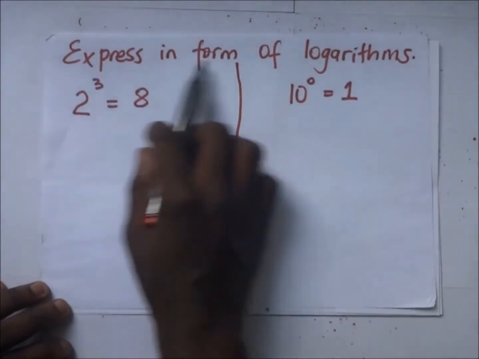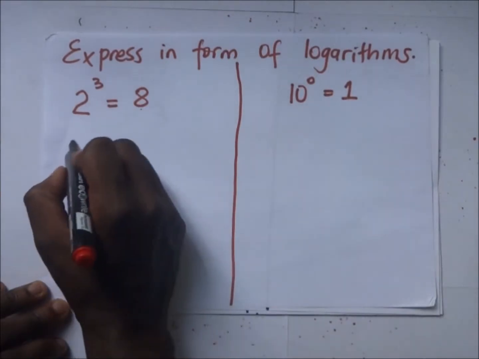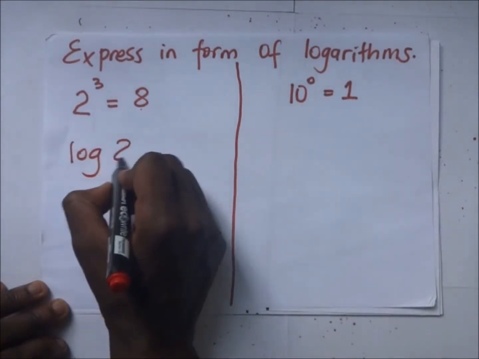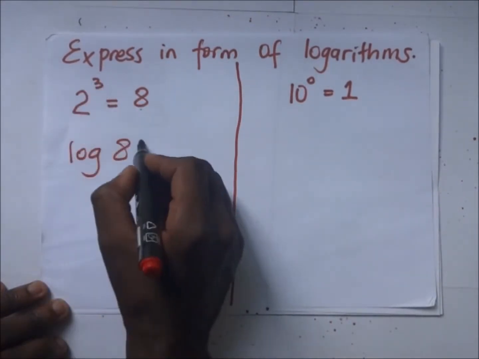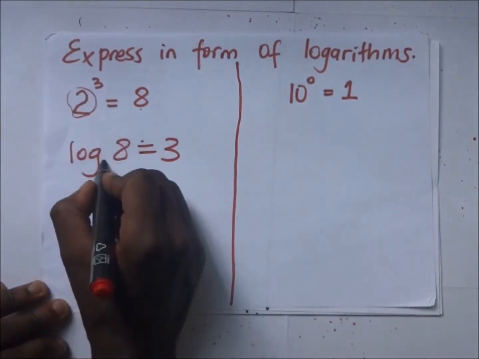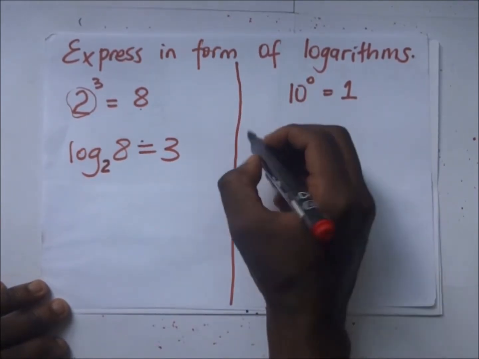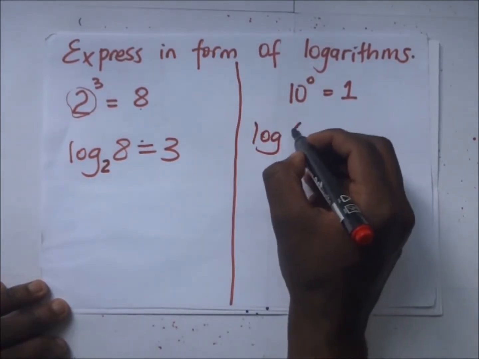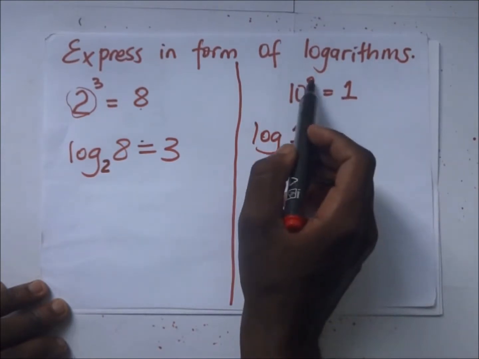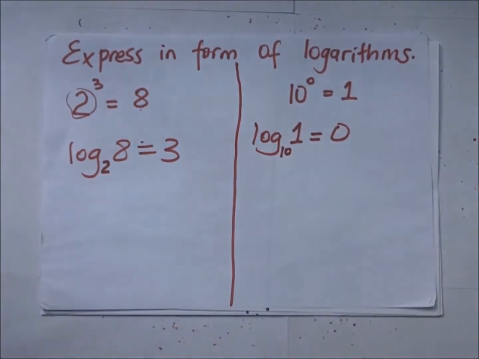What is expressed in the form of logarithm? So what's the log of 8? Simple. The logarithm of 8 here is going to be 3, but what's the base of the logarithm? It's 2. So it's base 2. Likewise here, what's the log of 1? So the logarithm of 1 is going to be 0, but it is to base 10.